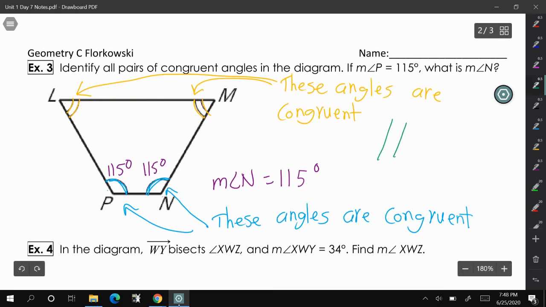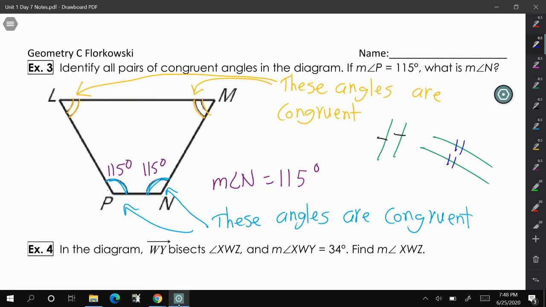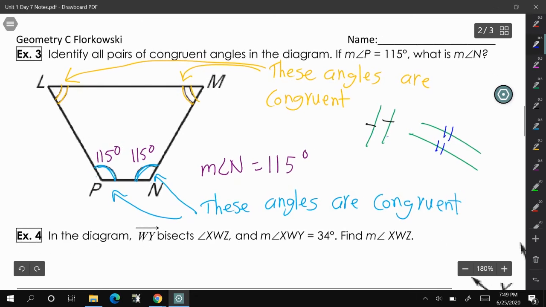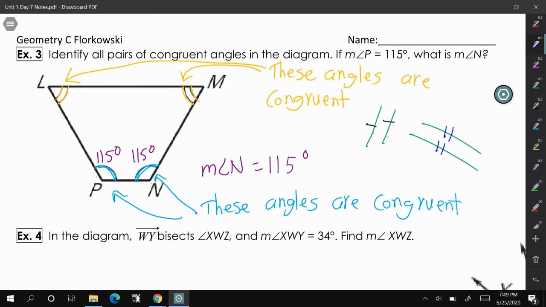If I have 4 segments here, and these 2 are congruent, and then these 2 are congruent, but these 2 ones that I marked in blue are not congruent to the ones I marked in black, you need a different number of tick marks. So these 2 segments that I marked with a black tick mark are congruent. The 2 segments where I have 2 blue tick marks are congruent, but they're not congruent to each other. I have 2 sets of congruent segments.